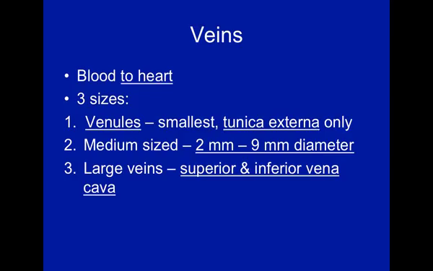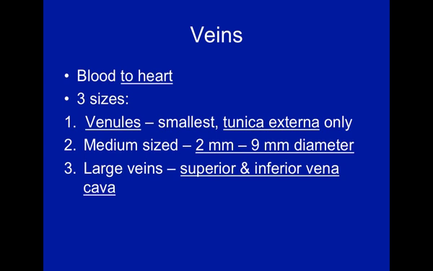Then you move up to the medium-sized veins, which again have a thicker tunica externa than, let's say, the artery of similar size, and they're about 2 to 9 millimeters in diameter. I'm less concerned that you know that exact size. The large vein, we only have 2 of them in the body, and that would be the superior vena cava that collects all the blood from above the heart, and the inferior vena cava that brings the blood below the heart.